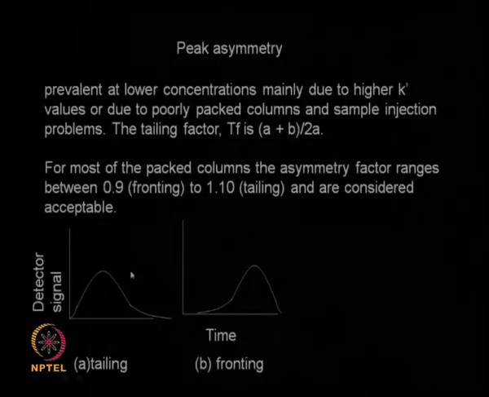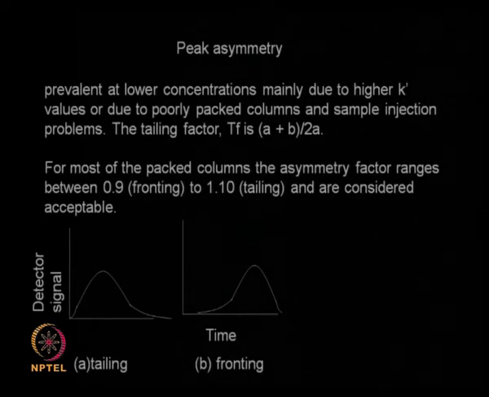Last time we also looked at something called peak asymmetry, because although the equations which I have shown are related to a Gaussian or a normal distribution, in reality the peaks are not going to be normally distributed peaks. It may either have a tailing or a fronting. There is something called a tailing factor, which is (a plus b) by 2a, where a is the distance from the start to the middle of the peak and b is the distance from the middle to the end of the peak. Generally you should have between 0.9 to 1.1.